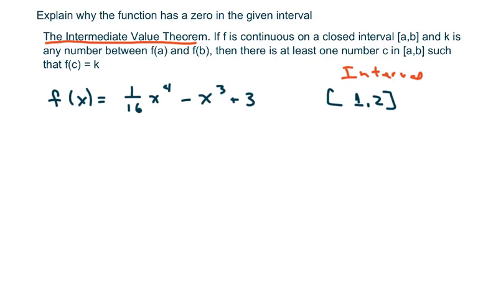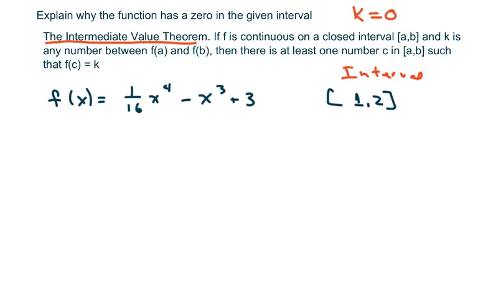So in this first example my a is 1 and my b is 2, and if k is a number between f of a and f of b, in this case, in these problems, we want k to be 0. So if 0 is in between our f of a and f of b, then there's at least one number c in a, b such that f of c equals k.